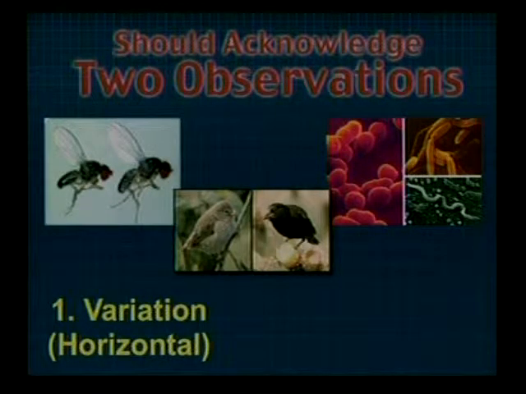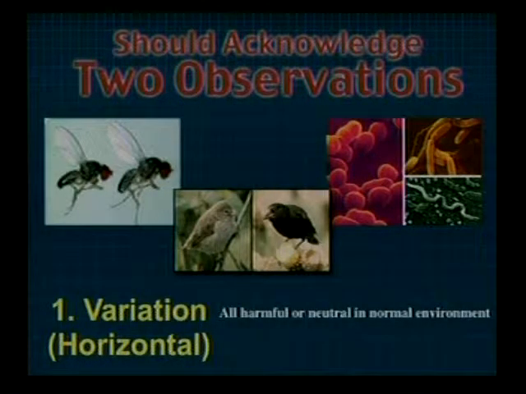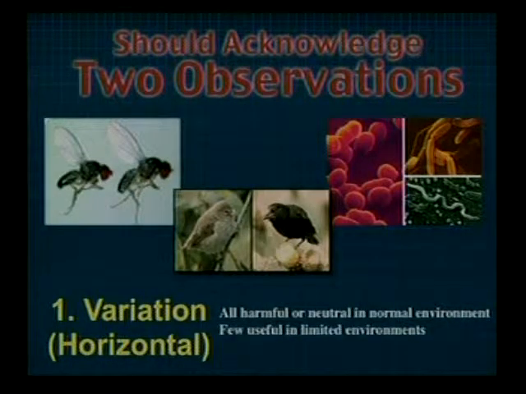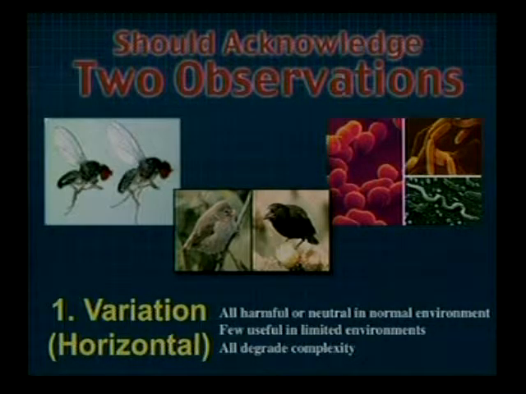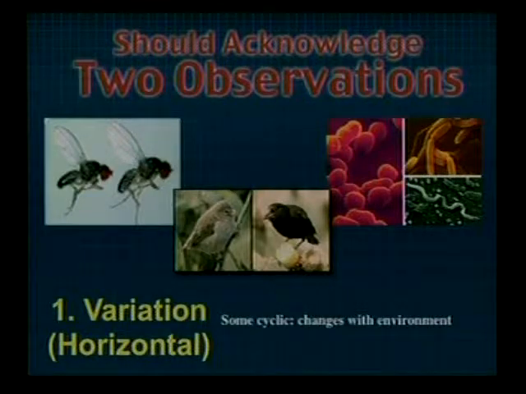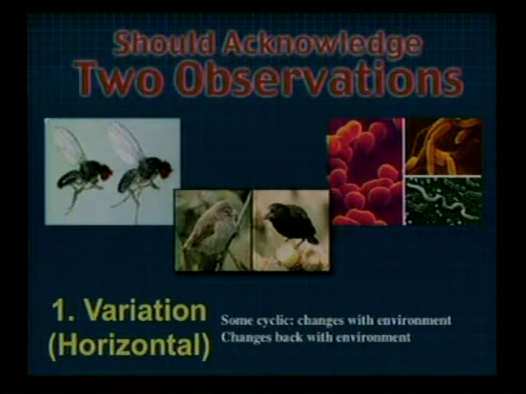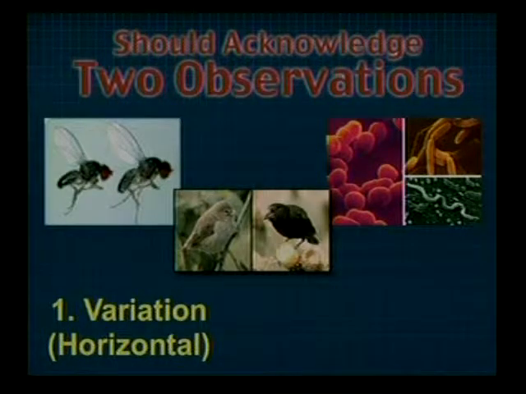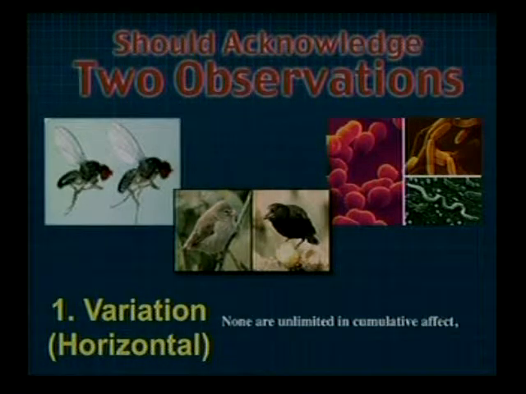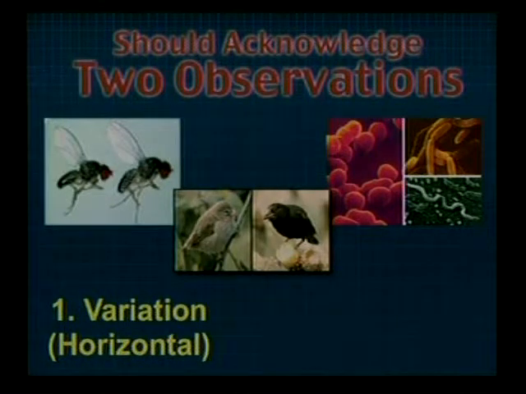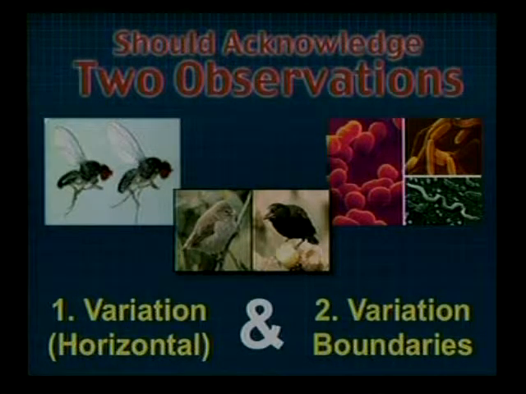Yes, we observe variation. I would say they're horizontal variations. The more we examine those, I think we see they don't fit their view. They're all harmful or neutral in a normal environment. A few are useful in limited environments. All degrade the complexity. They lose information. Some are cyclic. They change this way and then they change back with the environment. And these are not the kind of changes that they need to produce the onward and upward process of evolution anyway. But we see that. We also, and by the way, none are cumulative and able to produce new organisms. But in addition, we see boundaries.